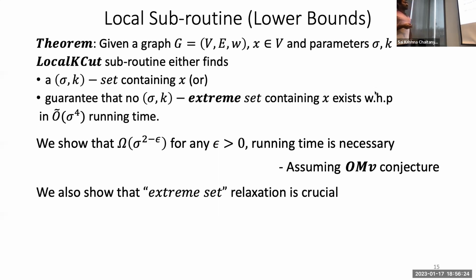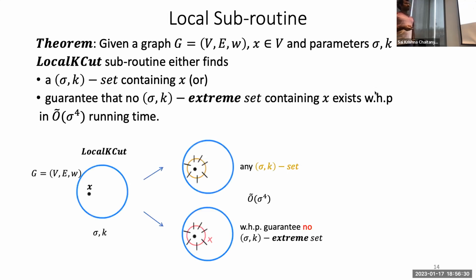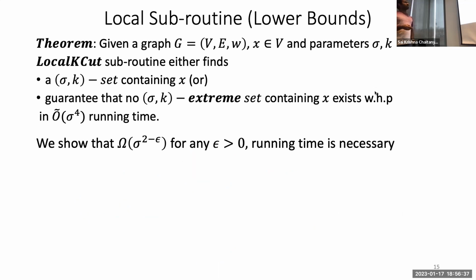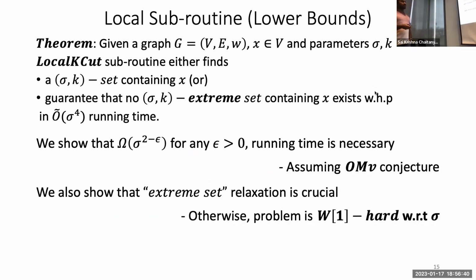We also show that the extreme set relaxation is crucial. As we have seen before, we are only guaranteeing that no sigma K extreme set exists. We are not guaranteeing that no sigma K set exists. This relaxation is crucial because if not, the problem is W1 hard with respect to the parameter sigma. So we basically can't get any FPT algorithm in sigma if we remove the relaxation that the set whose non-availability we are guaranteeing is extreme. So these are the lower bounds in this context.